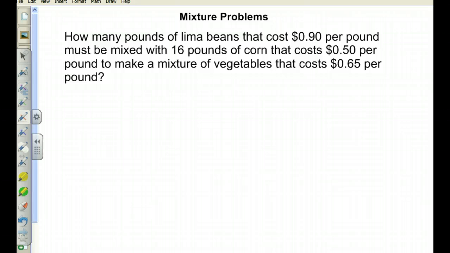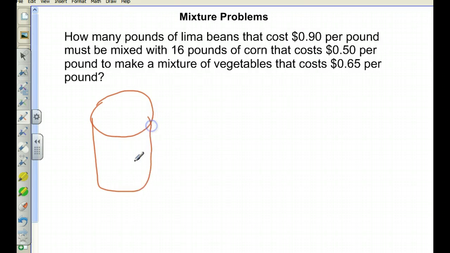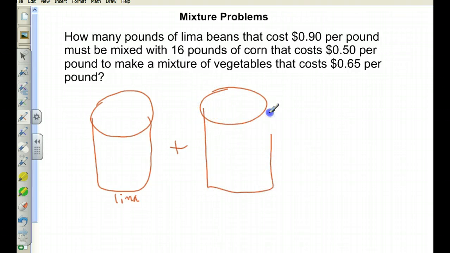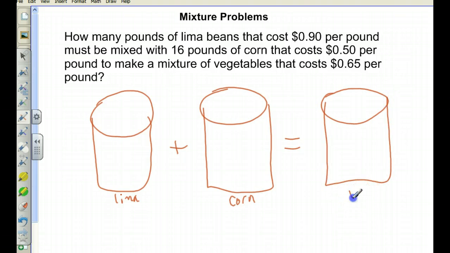Mixture problems are always fun. I like to draw pictures. Say I'm mixing lima beans with corn to make some vegetable medley of wonderfulness here. So I've got a can or a big vat of lima beans plus a can or a big vat of corn. And I add those together to get my mixture of lima beans and corn.